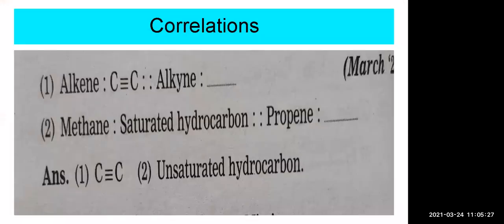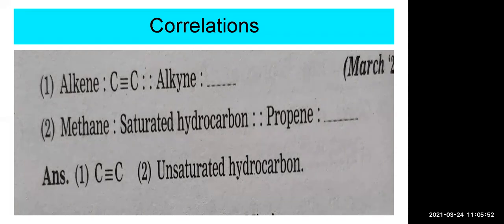Then comes the correlation. Now here, alkene is not C triple bond C, it should be C double bond C. The relation of the alkene is C double bond C, and for alkyne it will be C triple bond C. Okay, then comes methane. Now likewise a relationship can also be asked of you.